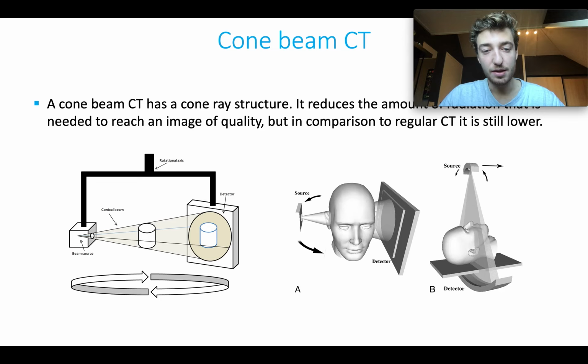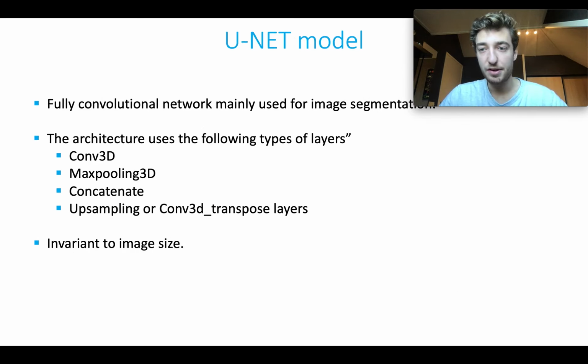But because it covers a larger surface, the amount of radiation that actually reaches the detector in the end might fall away in some parts, and this way more general noise in the image will be created, and typically black spots will appear in the image. Compared to a regular CT scanner, the image quality will be lower, but the amount of radiation it will use is less. So I try to remove this noise using a UNet model.